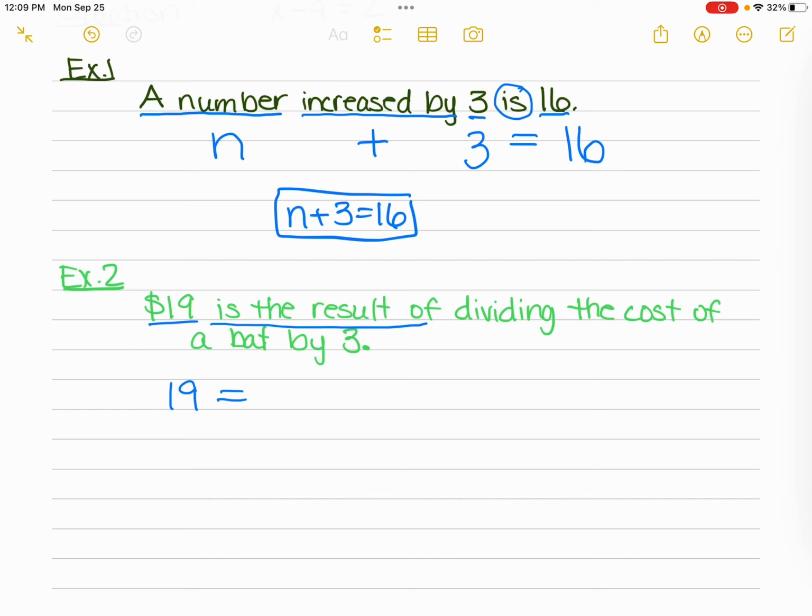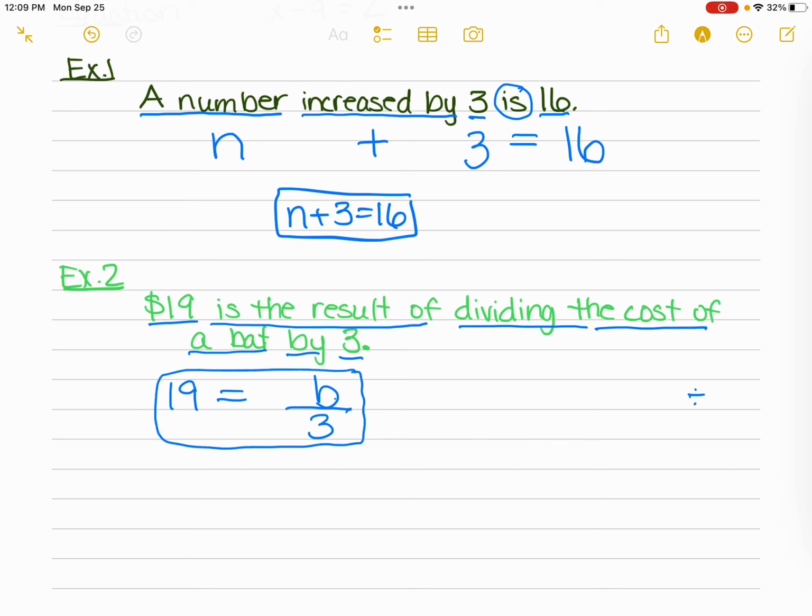Then we say dividing, so I know I'm going to divide, and remember in algebra that we divide with a line. You can also divide like this, but we're going to do it with the line first. The cost of a bat, do we know the cost of the bat? No, so we're going to put just B on top, and then divide that by 3, so 3 goes on the bottom. So the bat's cost divided by 3 equals $19, and that's my equation for that.